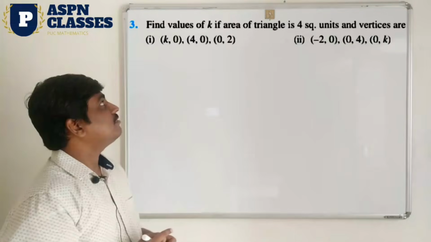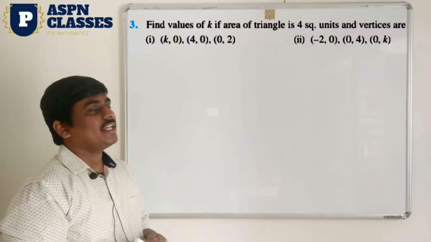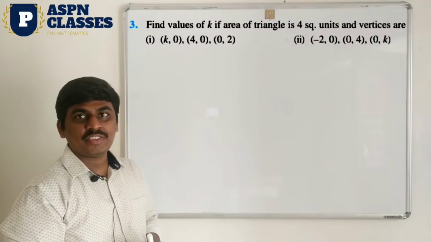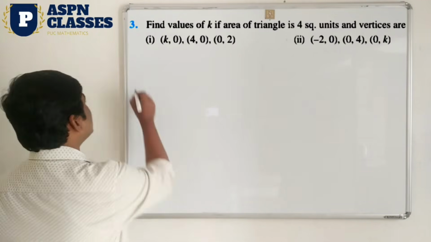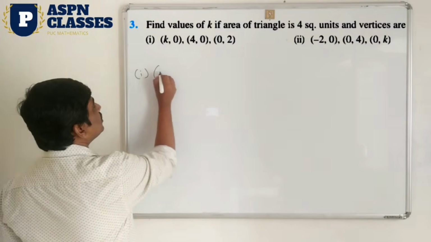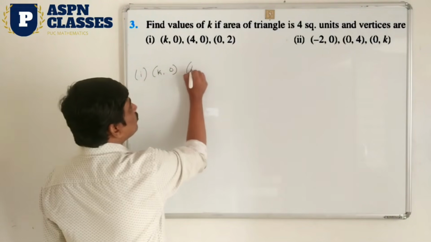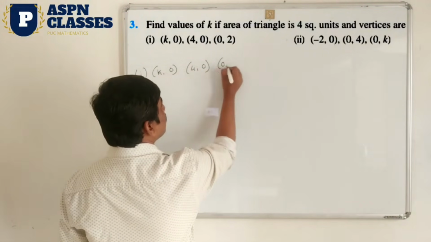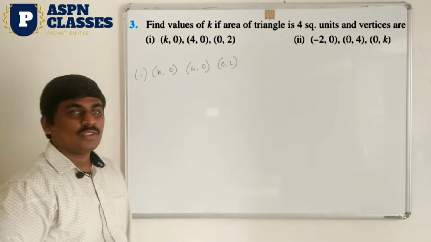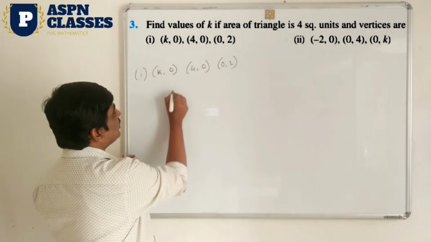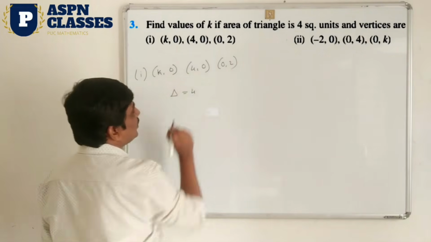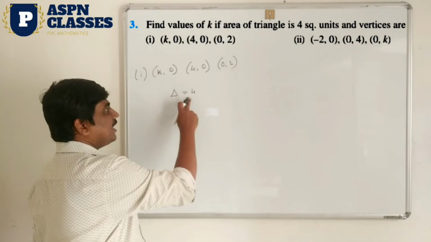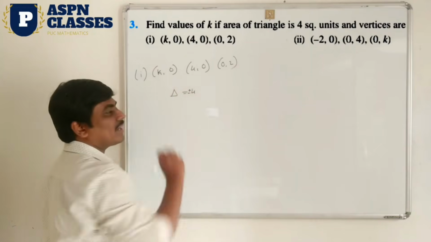This question, observe here. Find the value of k. The area of the triangle is 4 square units. Variables are given here. 2 examples are given. First example is, what is the answer? The question given here: 3, 0, 4, 0, 0, 2. Okay. So this area they already gave here. Area of the triangle is 4 square units. So whenever they give the area, you always take it as plus or minus.